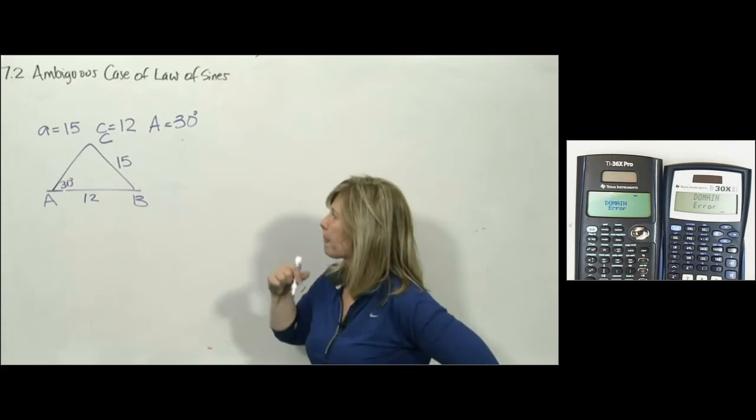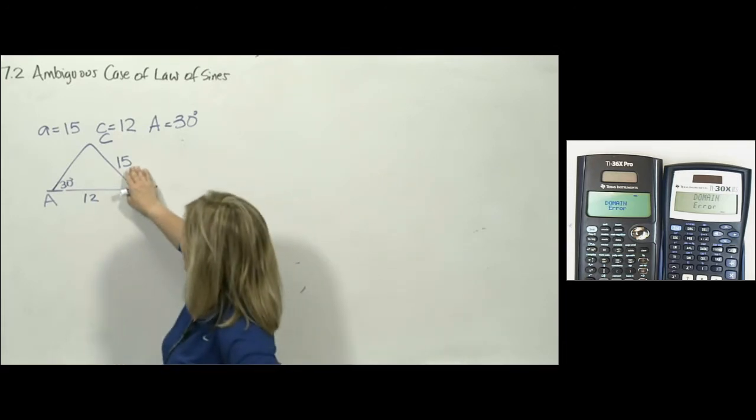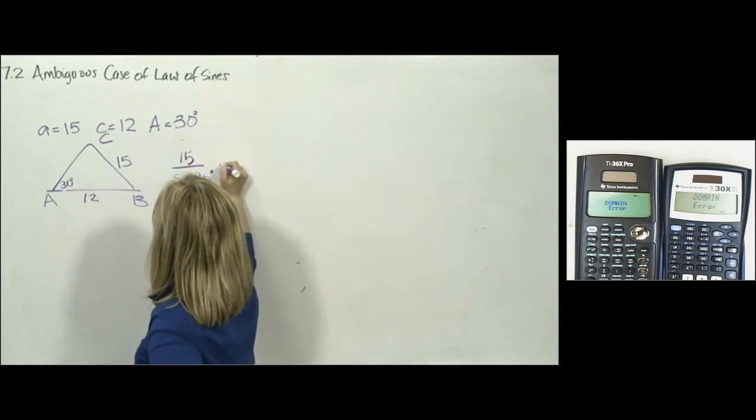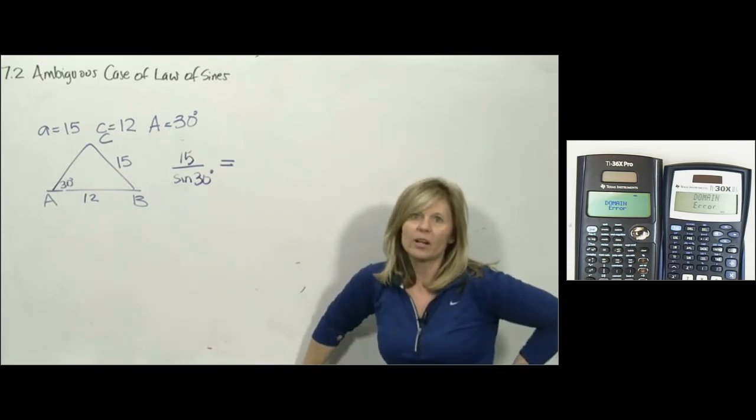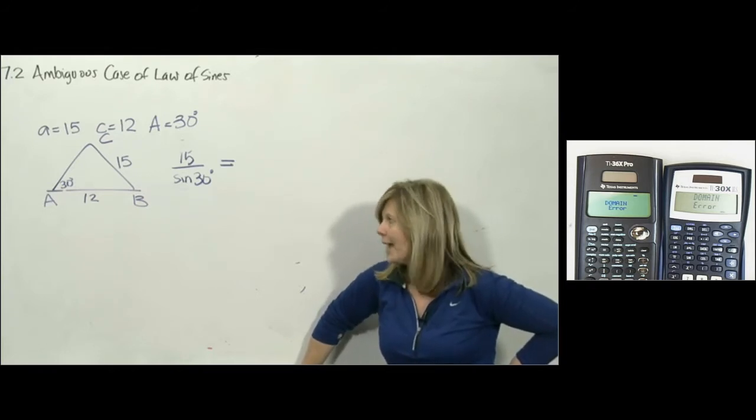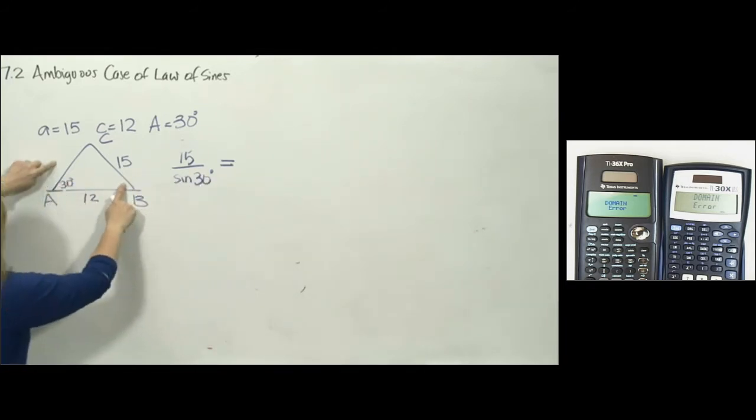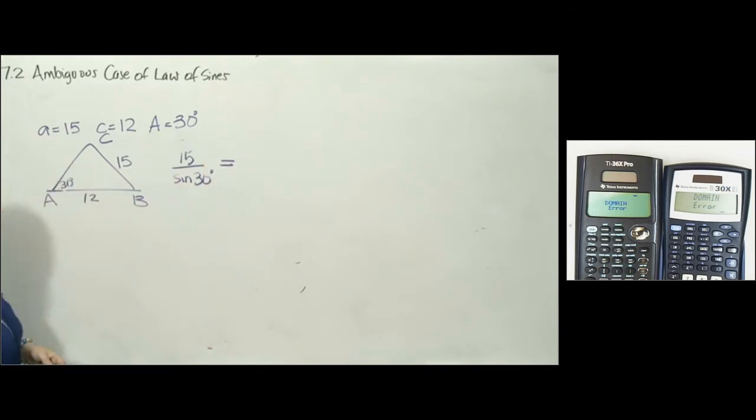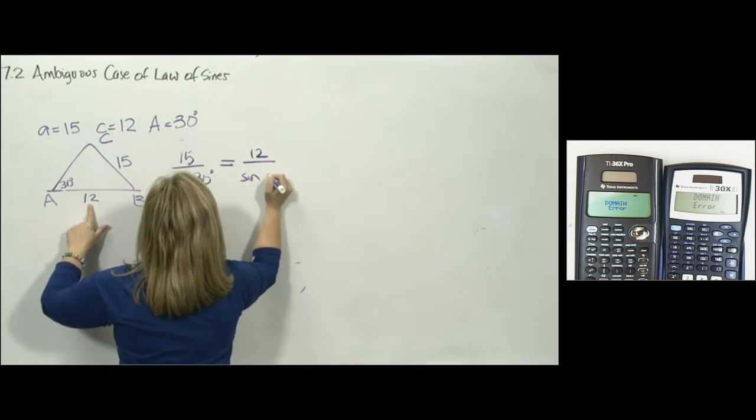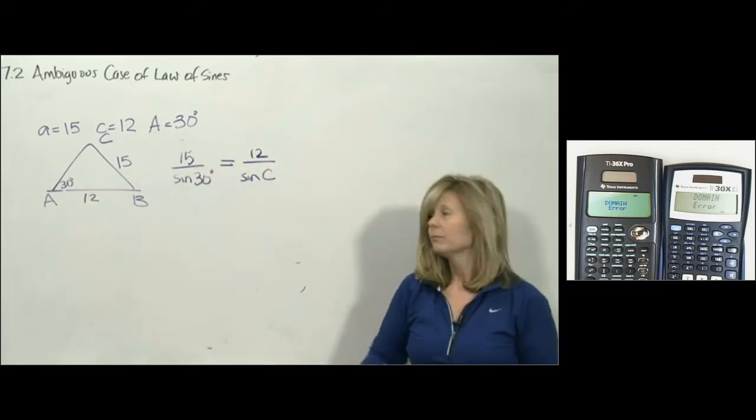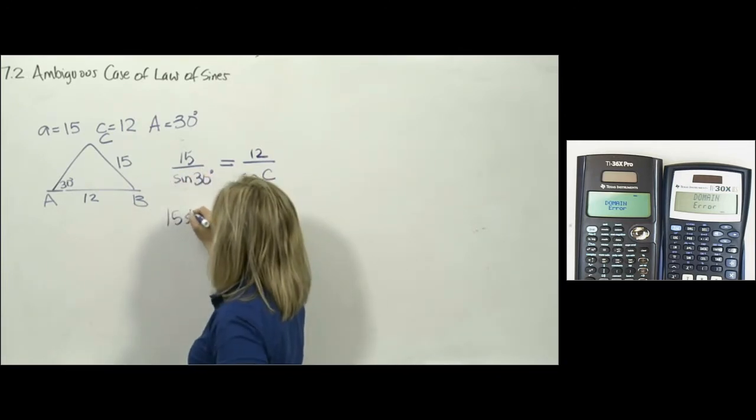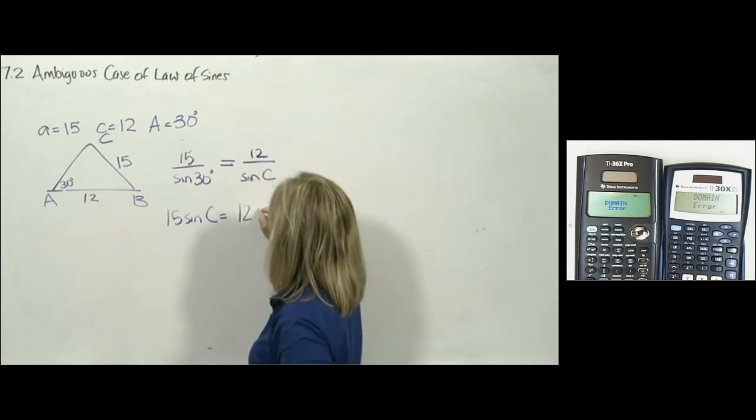So here we go. What do we know? We know side a and angle A. So that's what we're going to start. 15 over the sine of 30 degrees equals. All right, are we going to set up the next fraction for B's or for C's? Well, we can't do B's because we don't know angle B and we don't know side b. Have nothing. So we're going to have to set up the next one to be C's. We know side c is 12 and we don't know angle C. Okay? Cross multiply. That's our unknown, so I want it on the left side. So 15 sine C equals 12 sine 30.